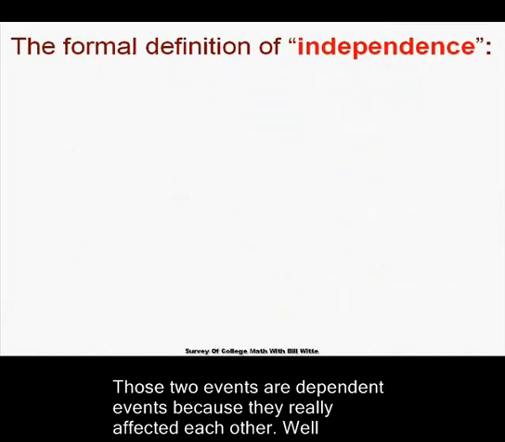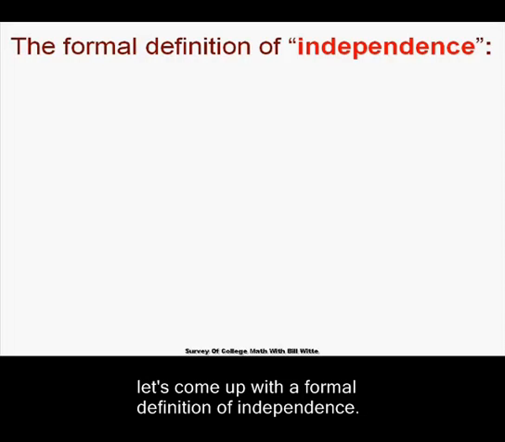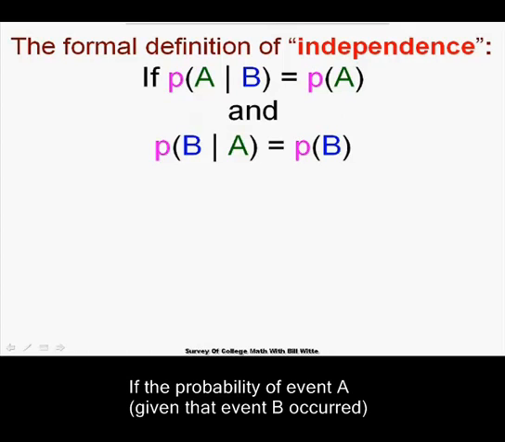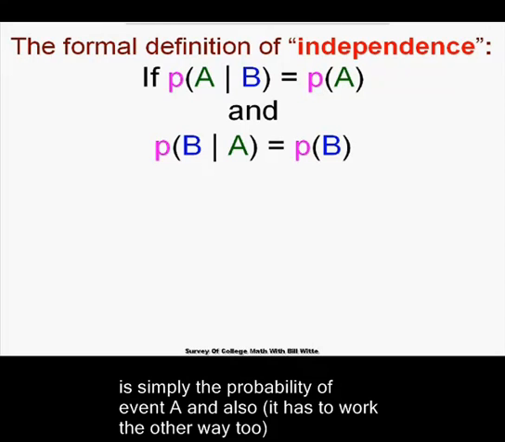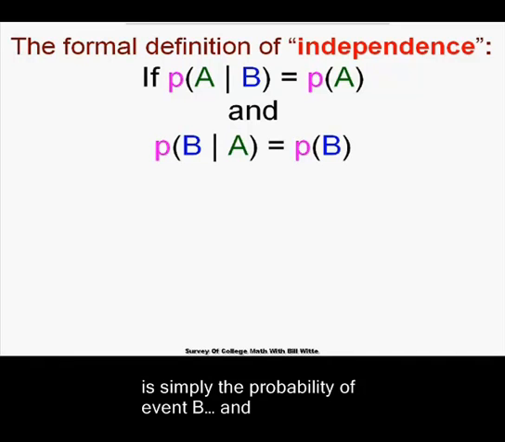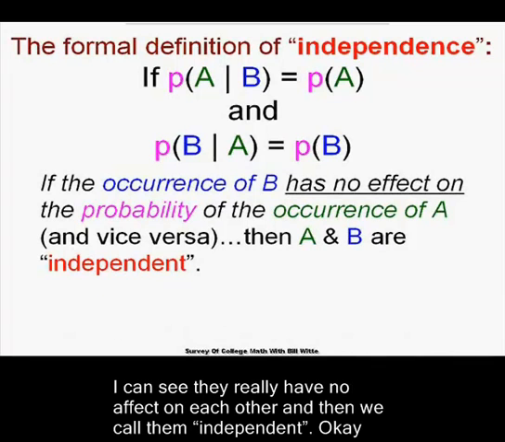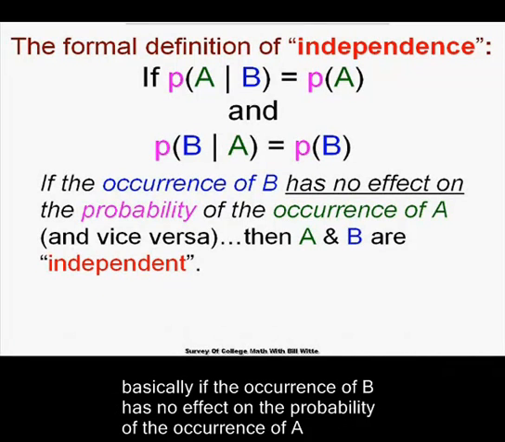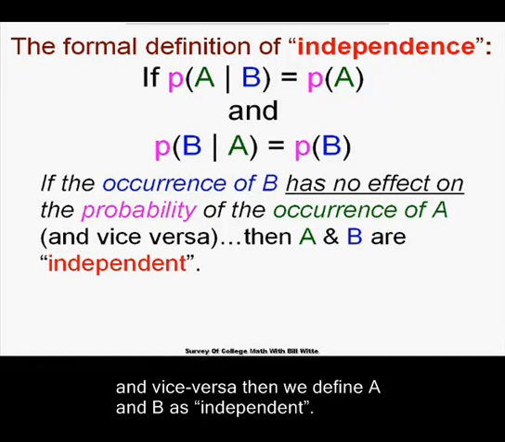Well, this is all very sophisticated. Let's come up with a formal definition of independence. If the probability of A, given that B occurred, is simply the probability of A, and it has to work the other way too, if the probability of B, given that A occurred, is simply the probability of B, then you can see they really have no effect on each other. Then we call them independent. Basically, if the occurrence of B has no effect on the probability of the occurrence of A, and vice versa, then we define A and B as independent.